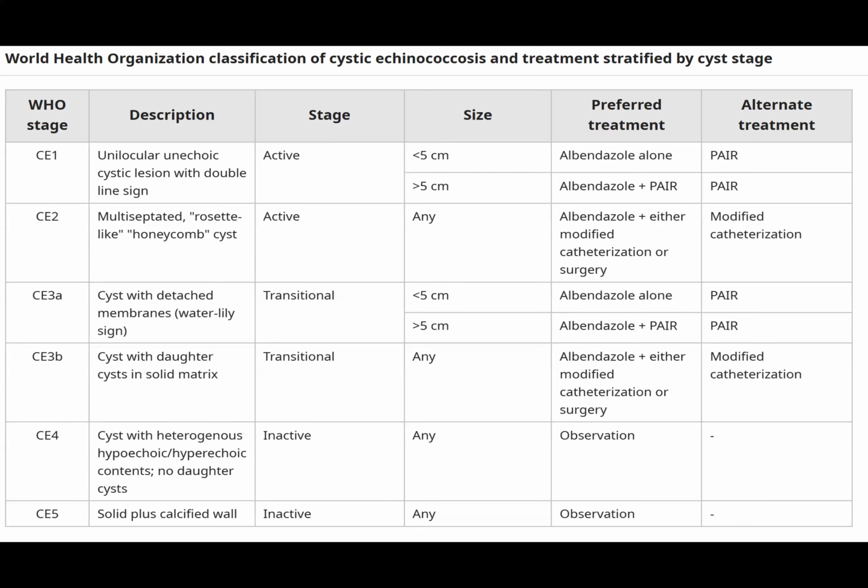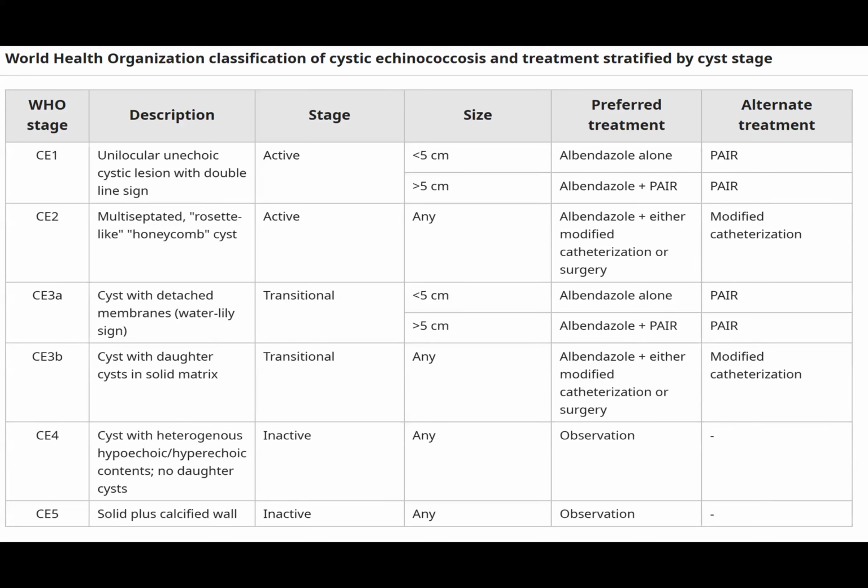Drug treatment alone is usually not effective for treatment of cysts with a diameter larger than 5 centimeters or for treatment of WHO stage CE2 or CE3B cysts. Other circumstances in which drug treatment alone may be warranted would include the management of multiple cysts that are less than 5 centimeters or cysts that are deep in the liver parenchyma that are not amenable to percutaneous treatment, or even peritoneal cysts.